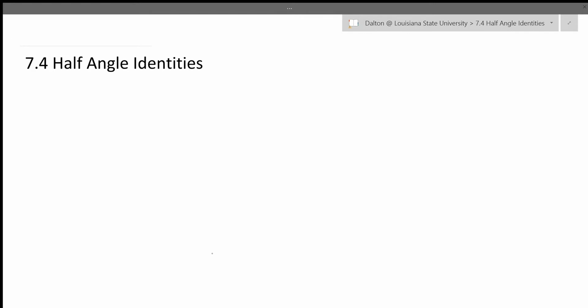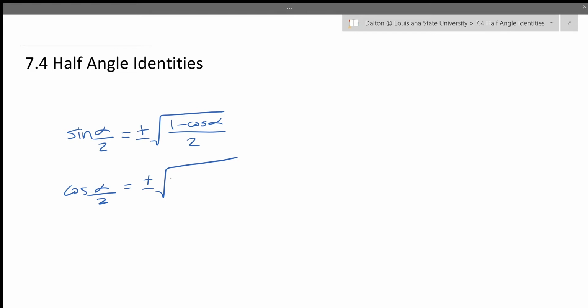Okay, so the first one we got is sine of alpha over 2 is equal to plus or minus the square root of (1 minus cosine alpha) over 2. And then we have cosine of alpha over 2 is equal to plus or minus the square root of (1 plus cosine alpha) over 2.